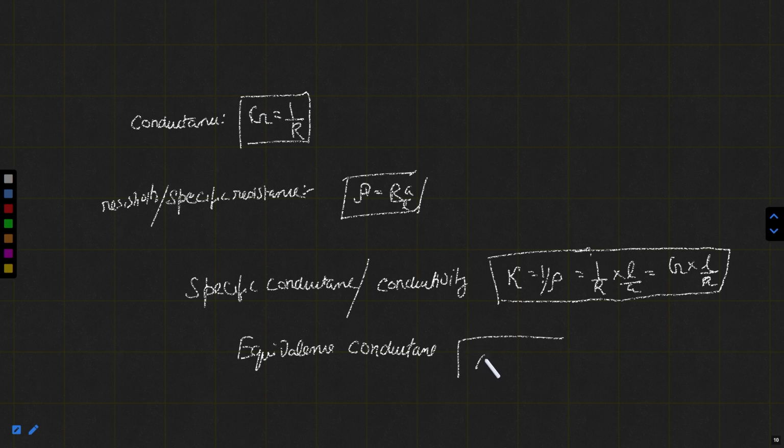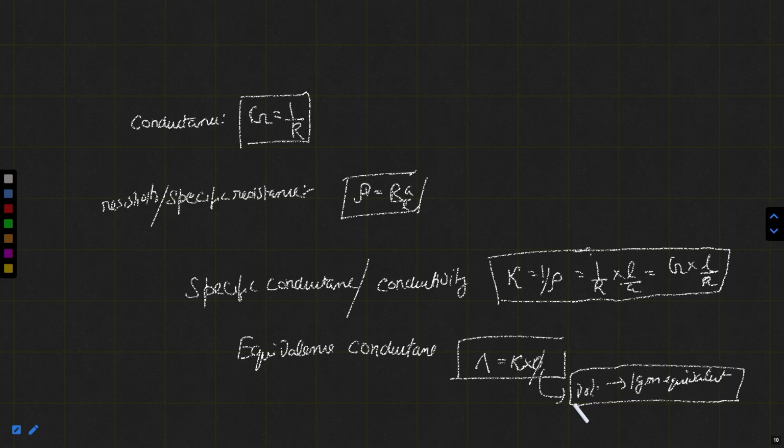It was denoted by capital lambda, and it equals kappa upon phi. So what was this phi? This is important. It is the volume containing 1 gram equivalent of that electrolyte. So that is the phi value.